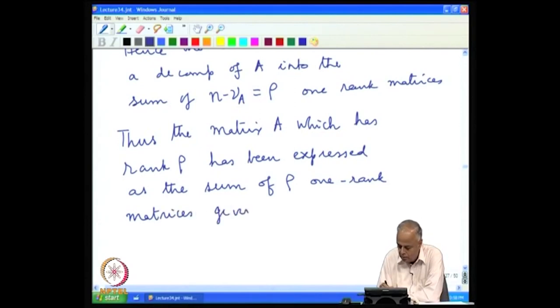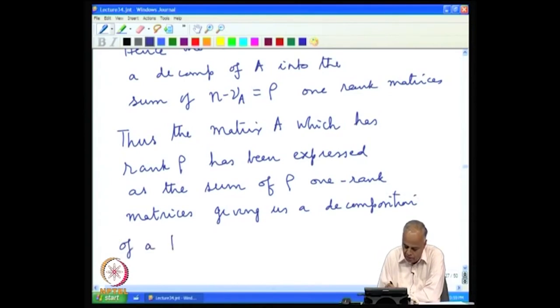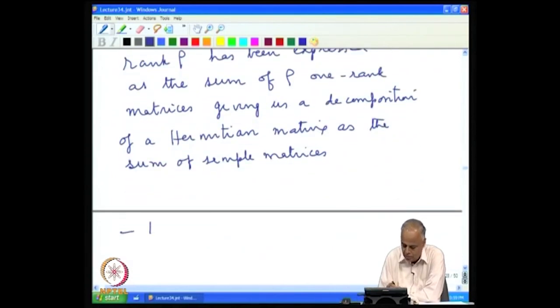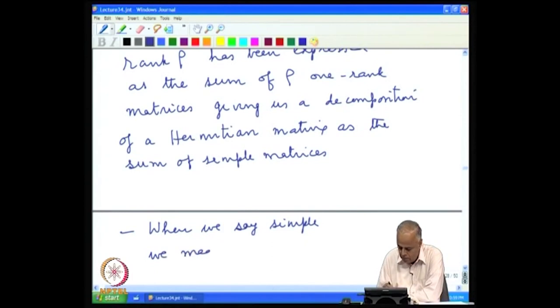Giving us a decomposition of, remember we are dealing with a Hermitian matrix, a decomposition of a Hermitian matrix as the sum of simple matrices. And when we say simple, we mean rank 1 matrices.